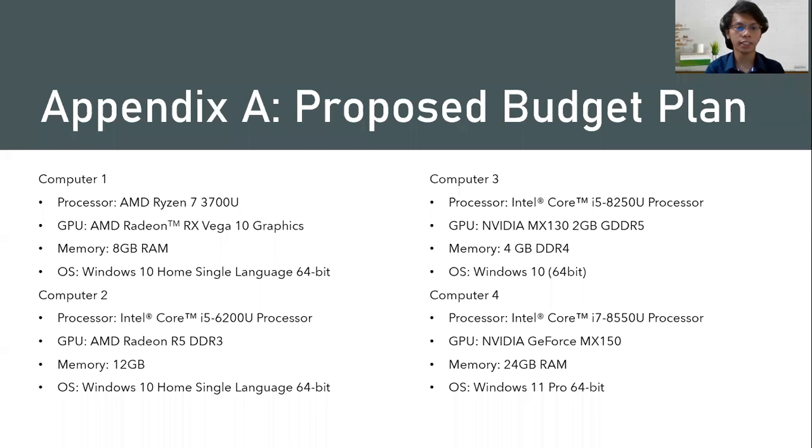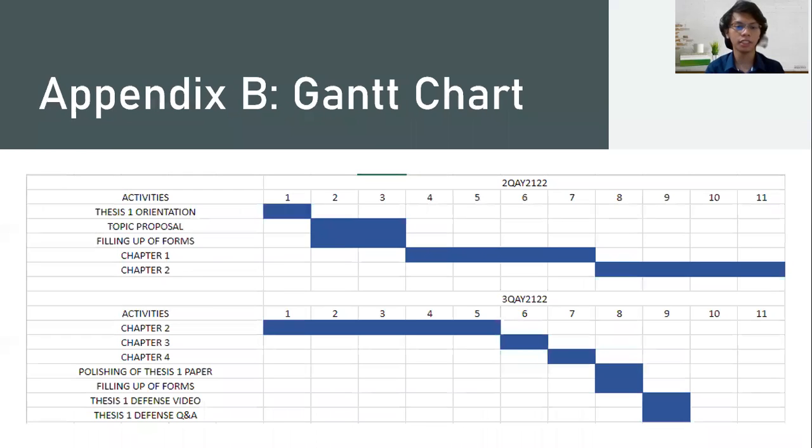For the appendices, Appendix A is a proposed budget plan. However, since the researchers will only be using their personal computers and the free simulation software, no new additional costs will be made. The following are the specifications of each of the computers that each member has. And lastly, Appendix B is the Gantt chart, which shows the schedule that this study followed while performing the current course.